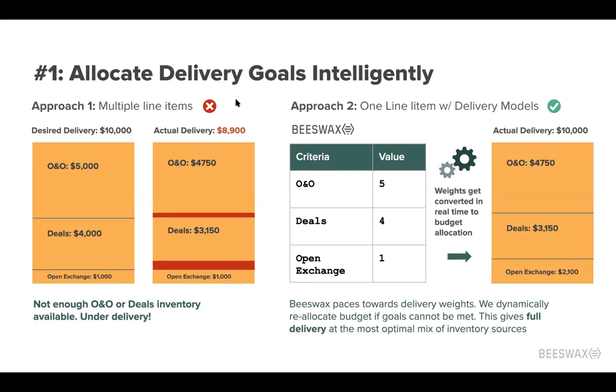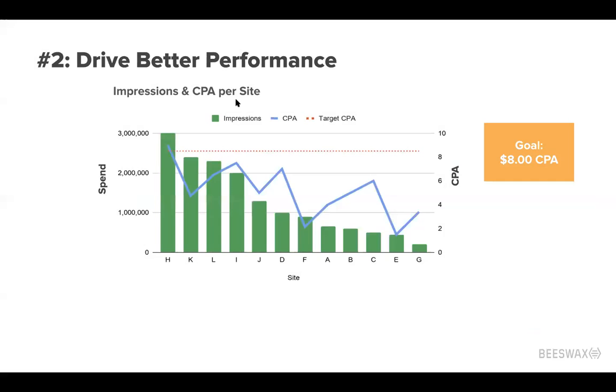And if it found that it was unable to fulfill the budget for any one of these rows, it would redistribute the budget to the other rows. So in this case, the budget that we could not spend on owned and operated and deals got redistributed over time to that open exchange row, and we were able to deliver the budget in full. So there's a few concepts here. I'll go through it in some more depth in a subsequent slide. That's one common use case: controlling delivery to inventory sources.